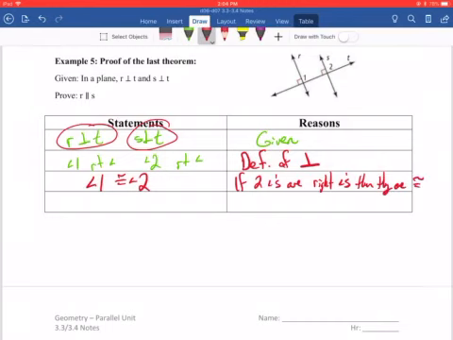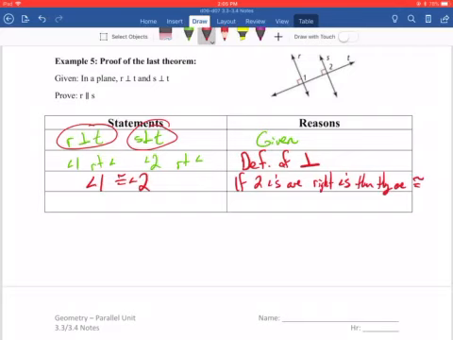Didn't you guys have that on your quiz last time? A paragraph proof? Right? It was a picture given. Those two angles are right angles. Prove that they are congruent. And you said if two angles are right angles, they are congruent. Here we go, using it in a 2-column proof.